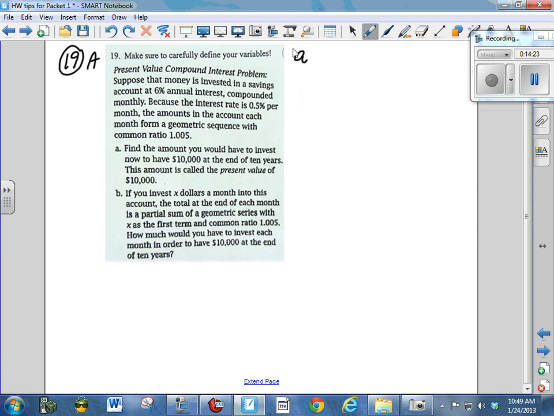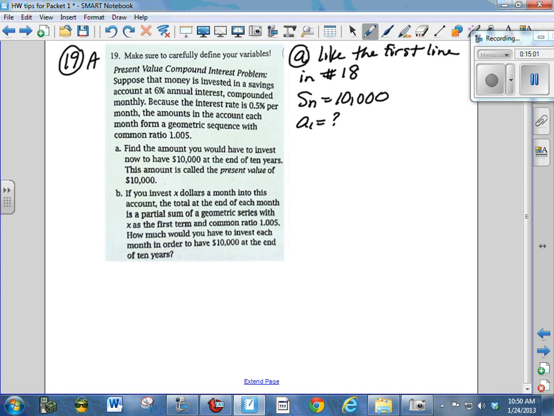Okay, Part A is like the first line in number 18. In other words, you're not adding money every month. You just start with an amount and you just leave it there and let it grow for 10 years or 120 months. Okay, so basically you're wanting to know the A sub 1 if your S sub n is equal to 10,000, you want to know what A sub 1 is.